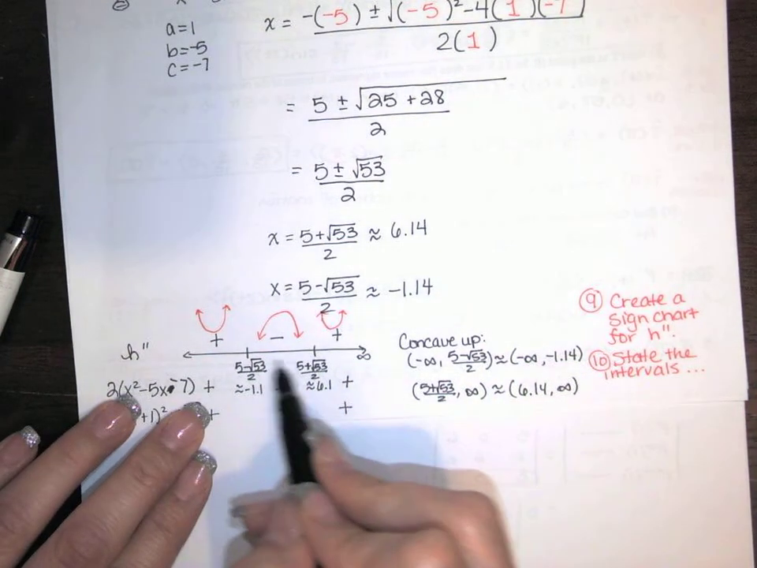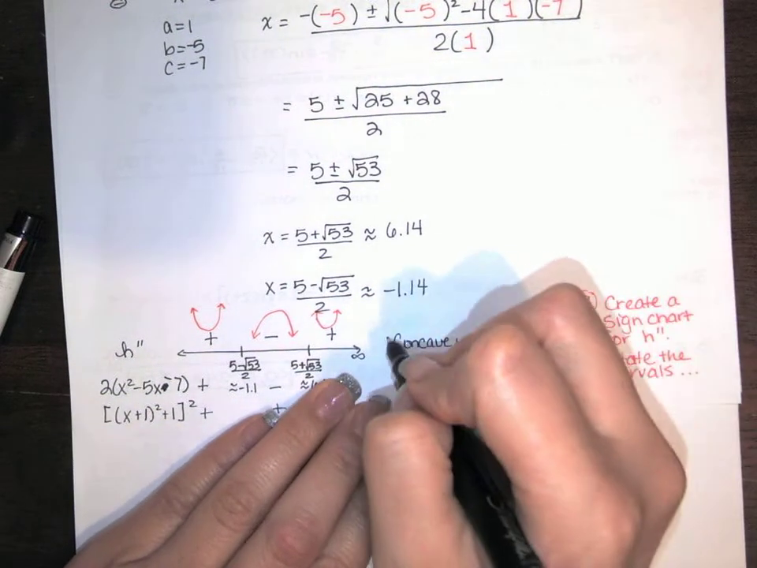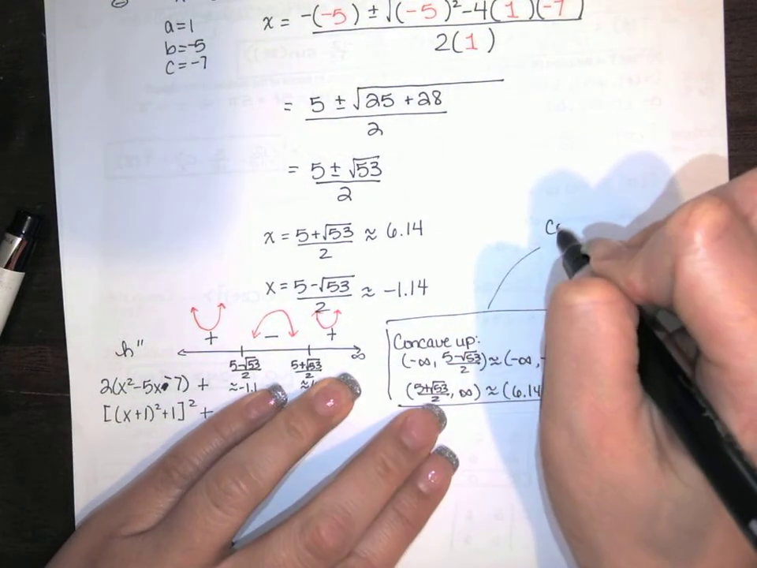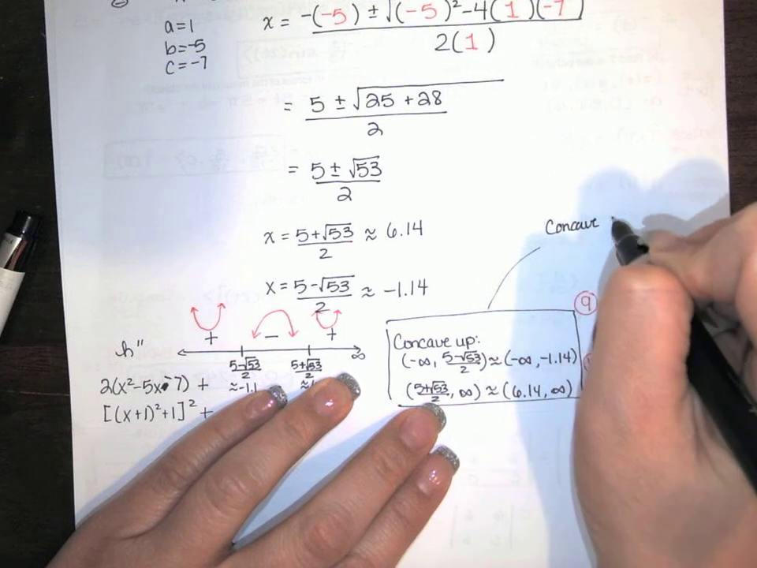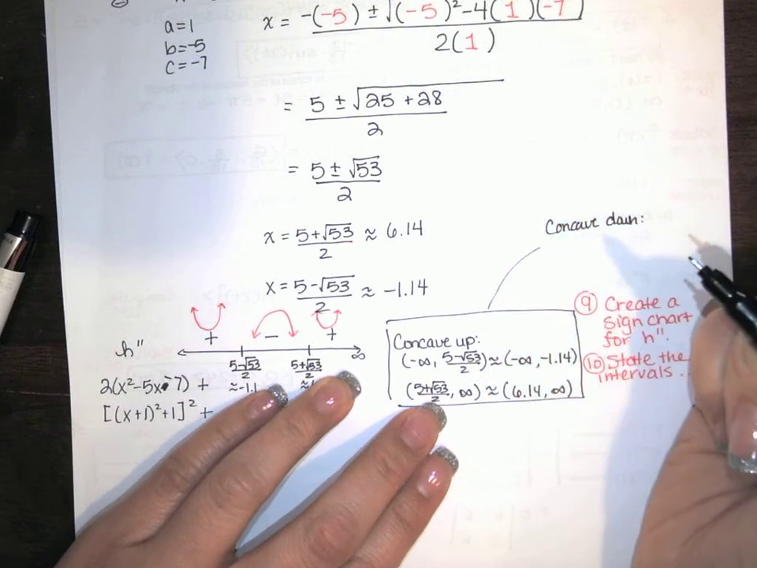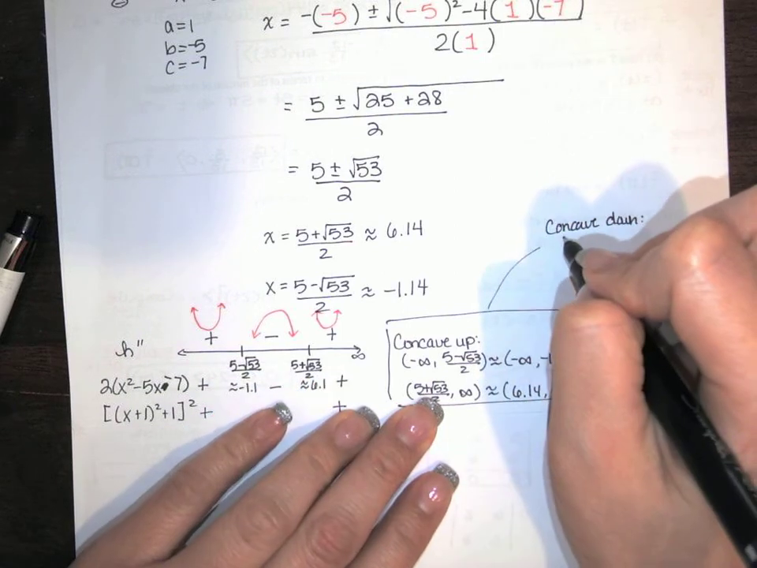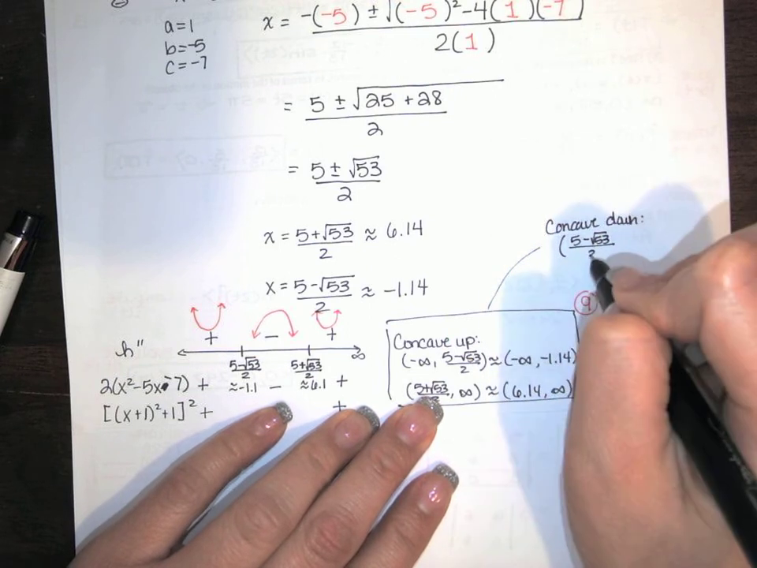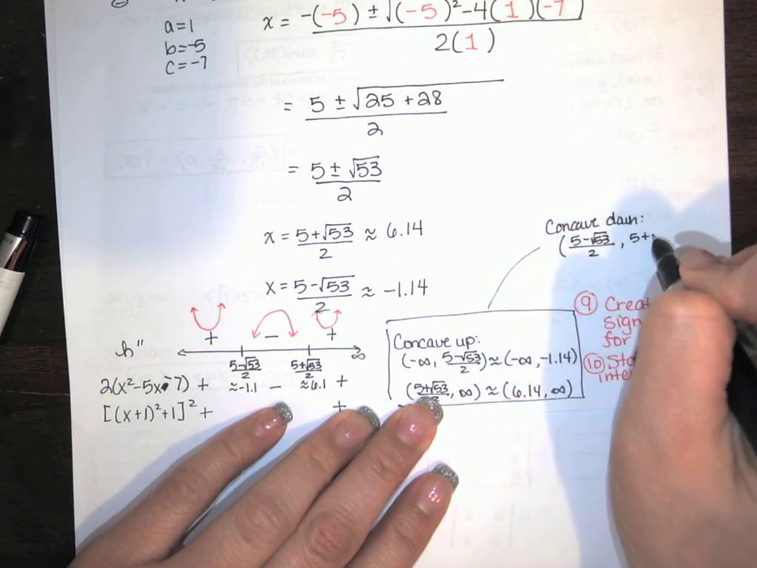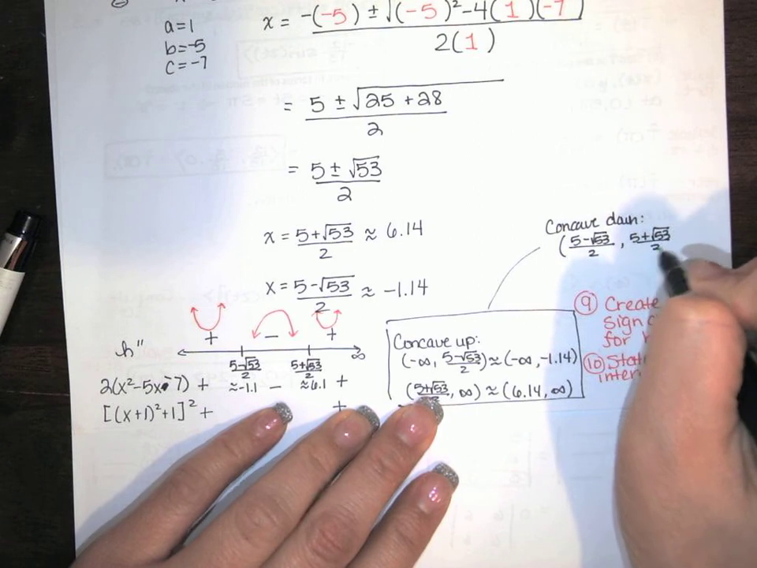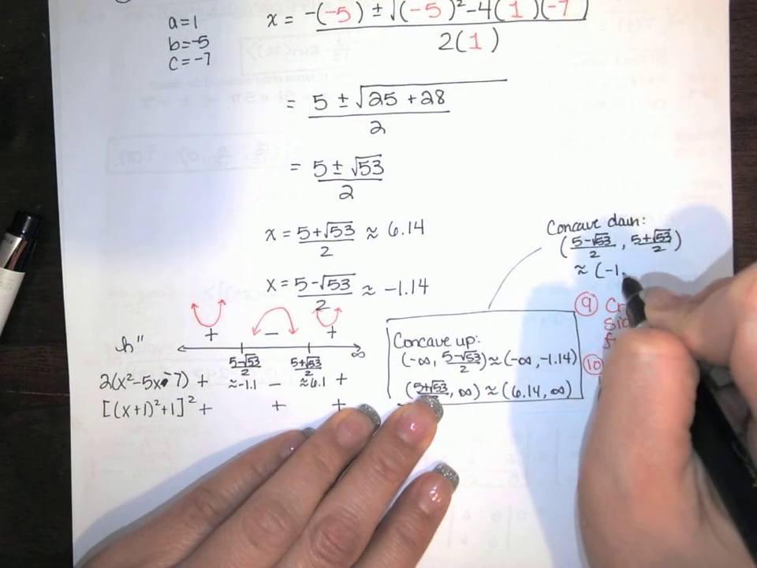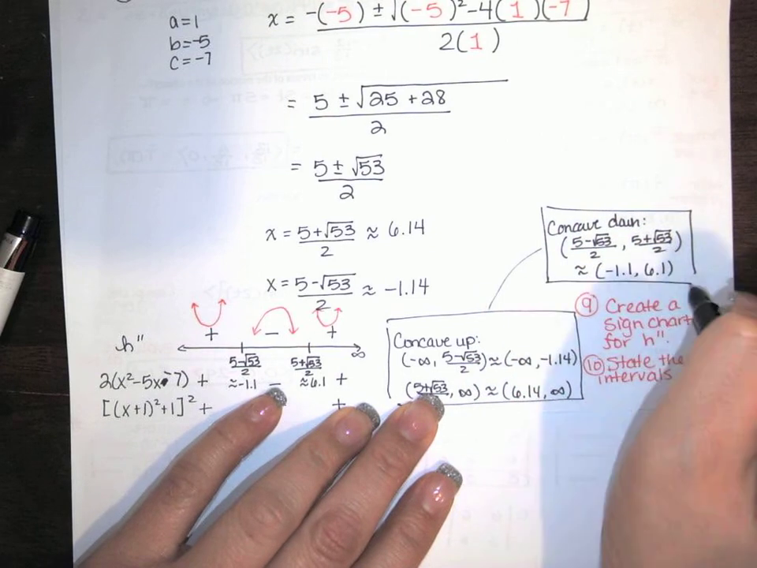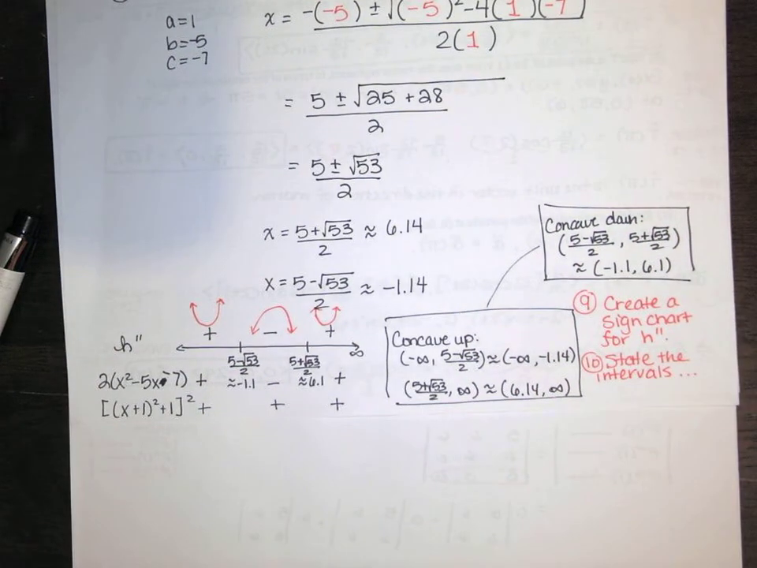And the graph is concave downward here. I'm just doing this over here because I'm running out of space. It's concave downward on (5 minus root 53) over 2 to (5 plus root 53) over 2. So it's approximately negative 1.1 to 6.1. Okay.